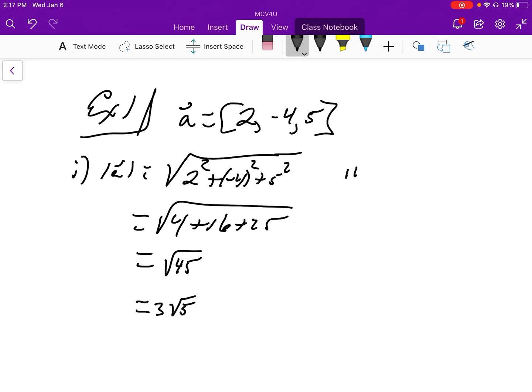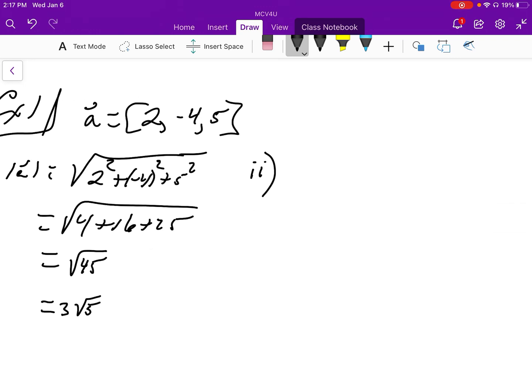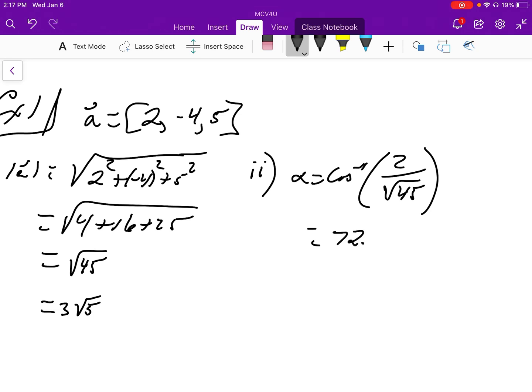Anyhow, looking at the direction angles, you take each one individually, right? So you're looking at alpha is the cos inverse of 2 over the square root of 45. Put that in your calculator: cos inverse of 2 divided by the square root of 45, and you get approximately 72.7 degrees.